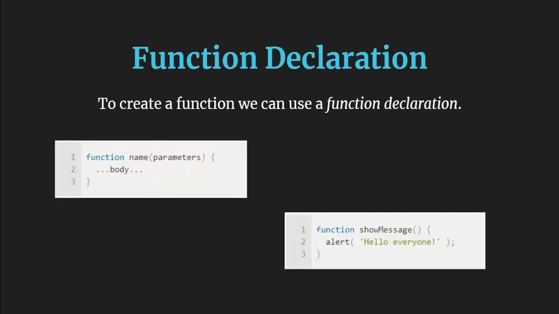Now this is function declaration. To create a function, we can use a function declaration. This is the syntax of it: function name, parameters, and inside that we can give our body. A simple example of a function is showMessage with an alert. Whenever I invoke that function, the message should come as hello everyone. So let us see an example on how to do it.